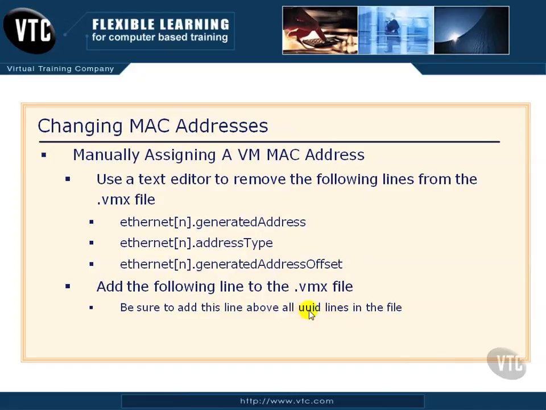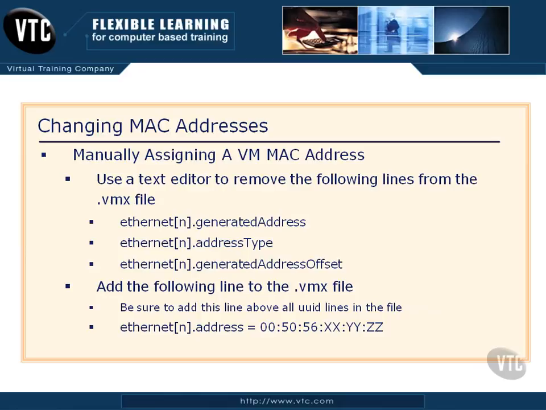So anytime I see a line with UUID, I want to keep moving up, and then I just want to add this new line: Ethernet, the number of the adapter, dot address equals. Notice 00 colon 50 colon 56 must be there. I can put my own information out here. This has to be here. Workstation does not just do arbitrary MAC address numbers. You will have to put the correct one in here, or you're going to have some issues. So that's how to manually assign a MAC address, and it will stay there.